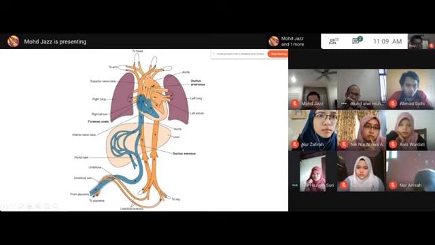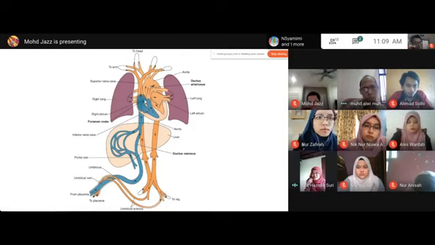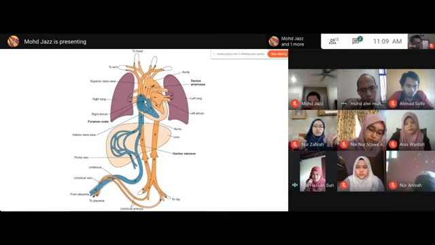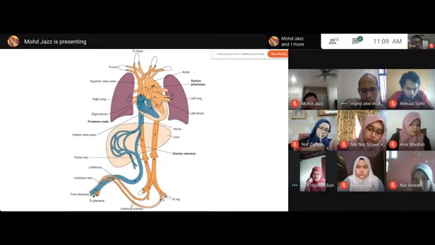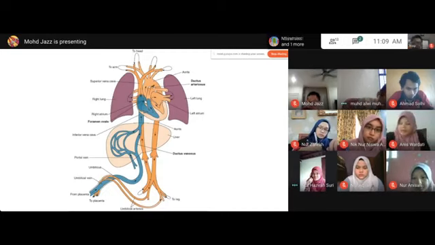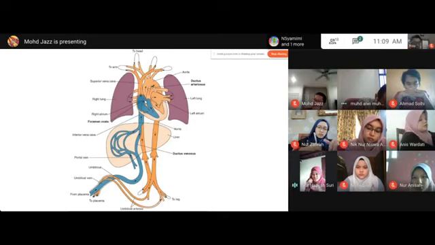Why? Because at the right atrial inferior vena cava junction, there is a flap of tissue. We call it the eustachian valve. This eustachian valve makes the blood from the inferior vena cava in the right atrium go straight through the foramen ovale to the left atrium.